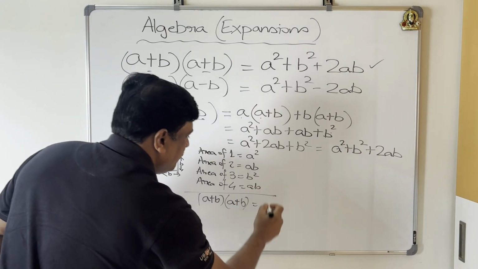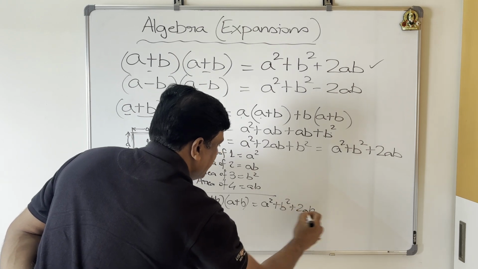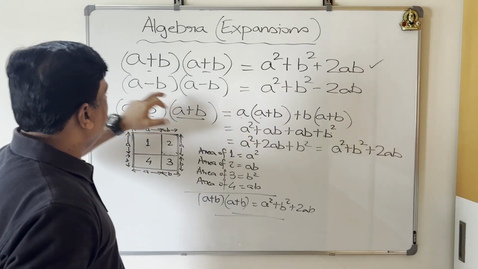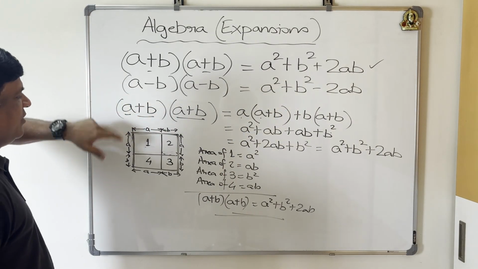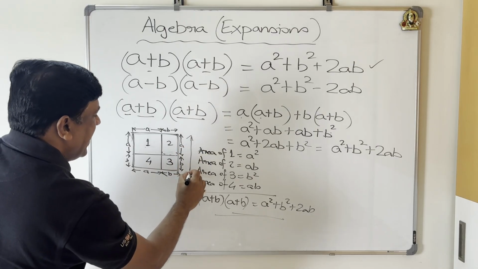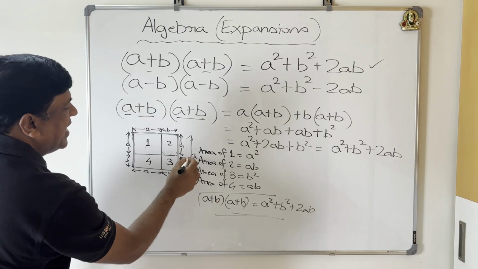And on the right side, what do you get? You get a square plus b square plus 2ab. That's how you get that formula. Okay, understood? Similarly, you can prove this formula as well. You basically take this entire length as a and you remove this length from here, a minus b.